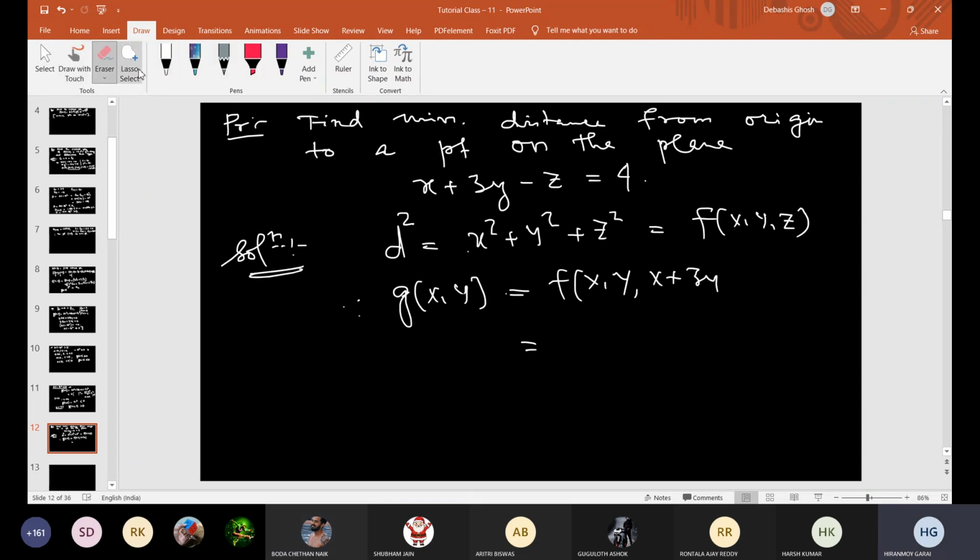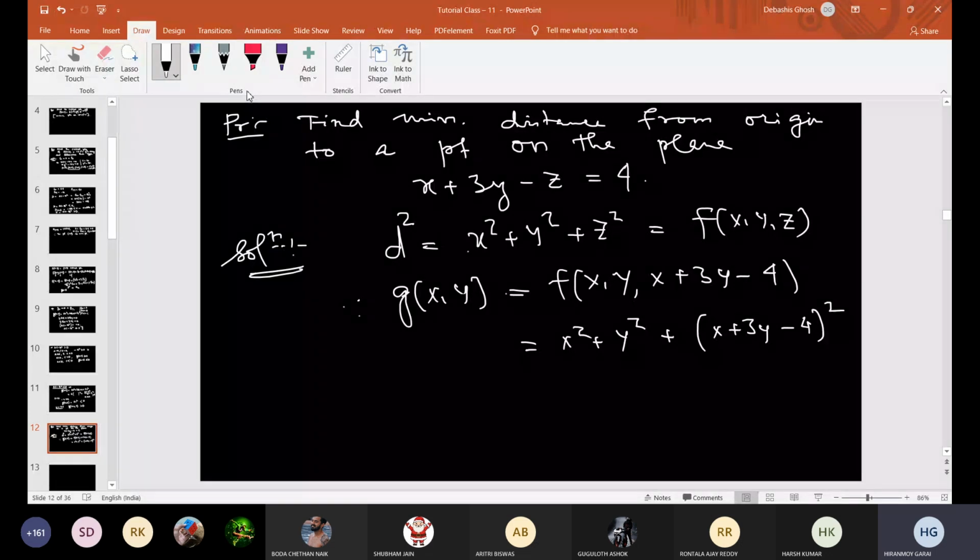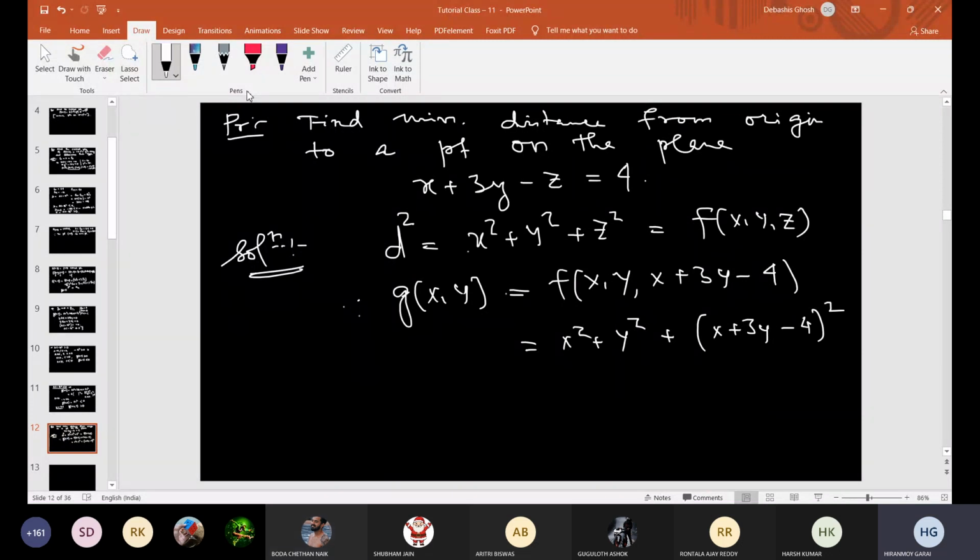So then we have this expression: z equals x plus 3y minus 4, which is your x square plus y square plus x plus 3y minus 4, its whole square. So now this becomes a function of 2 variables. Now we can find out the critical points, and then the minimum value of that. Because the function is restricted to be a minimum, we need not verify that the function has its minimum at that critical point.